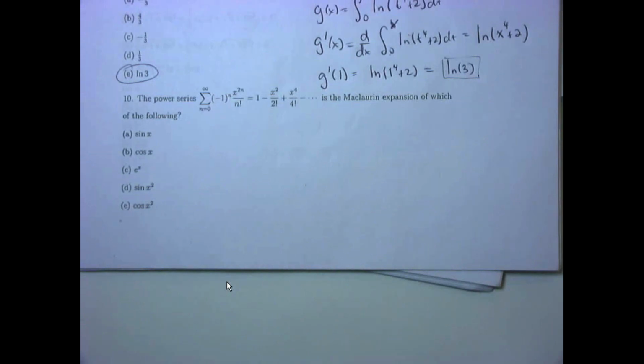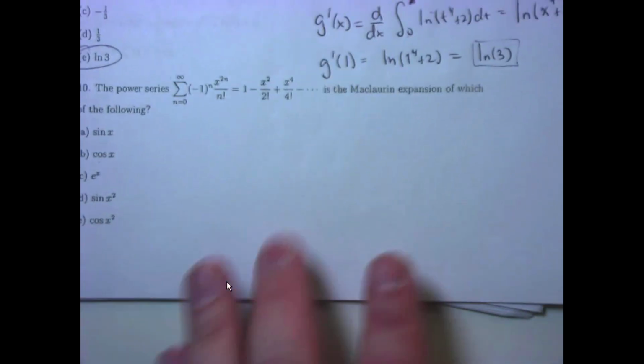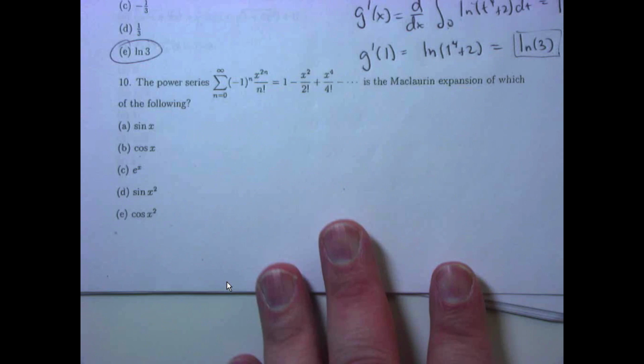It says: the power series, the sum as n goes from 0 to infinity of negative 1 to the n, x to the 2n divided by n factorial, which is also equal to 1 minus x squared over 2 factorial plus x to the 4th over 4 factorial, is the Maclaurin series for which expansion? Zoom in. Okay. Hope you guys made a copy of this thing.